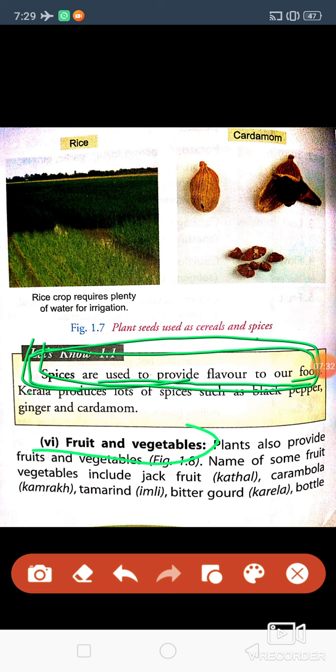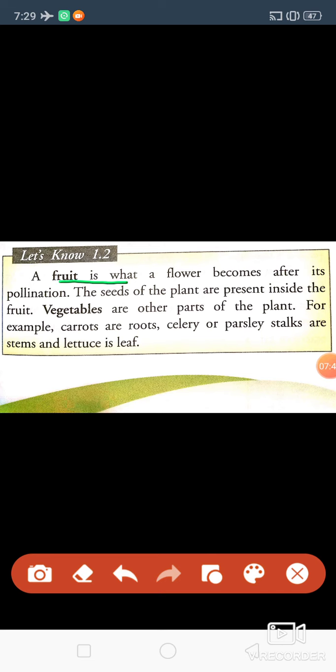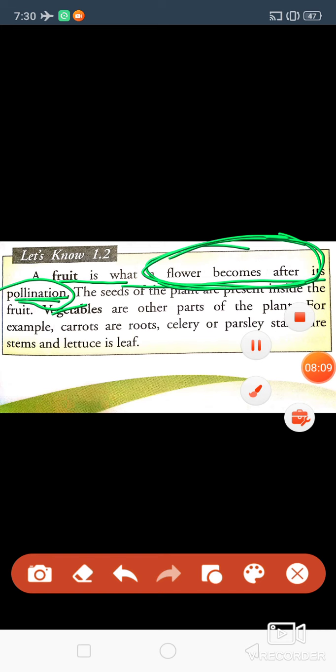Now, fruits and vegetables. What are fruits? First of all, we'll come to what are fruits. So, fruit is what a flower becomes after its pollination. Okay. So, a flower becomes fruit after its pollination. So, simply, what is a fruit? Fruit is a part of the plant which becomes fruit after the flower is pollinated. Okay, I'll show you the process of how a flower becomes a fruit.